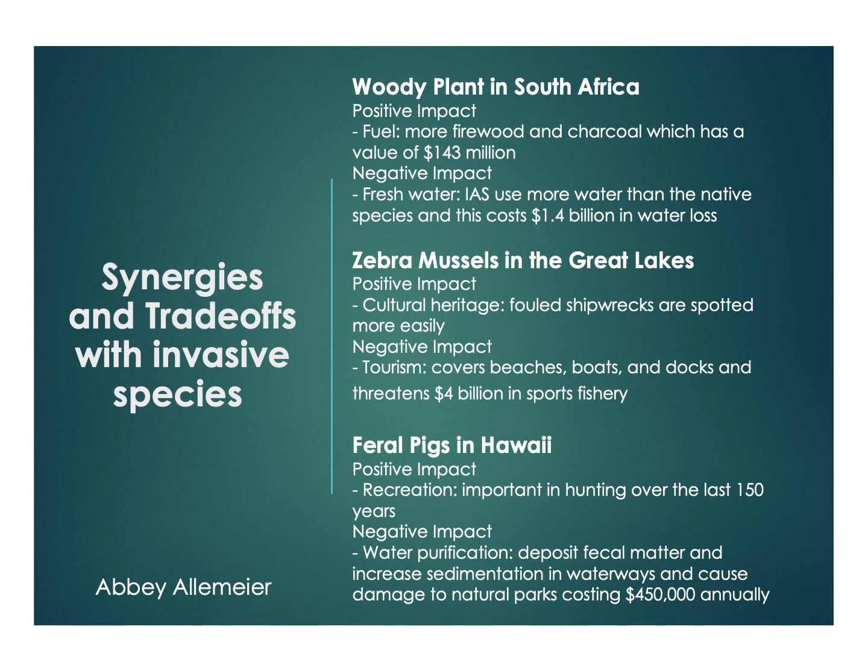And then the last example is feral pigs in Hawaii. The positive impact is on recreation, and the pigs have been important in hunting over the last 150 years. And the negative impact is on water purification. The pigs deposit fecal matter and increase sedimentation in waterways and cause damage to natural parks, costing about $450,000 annually.